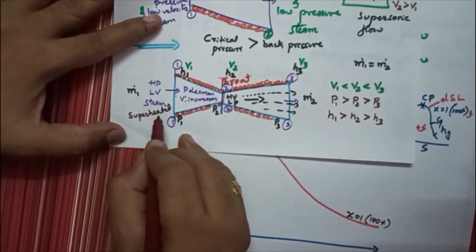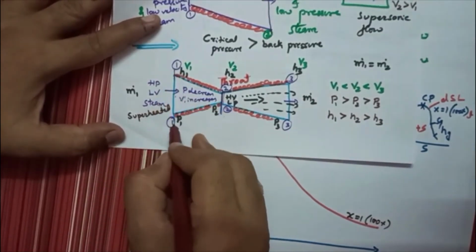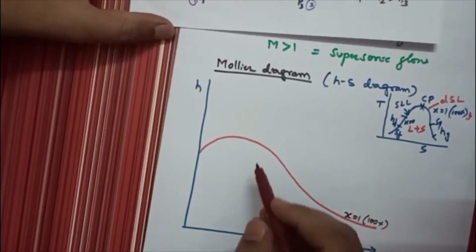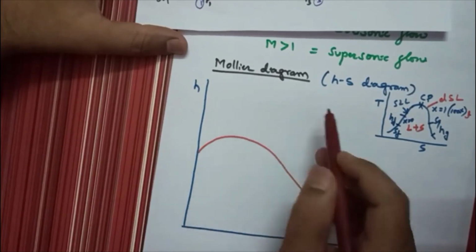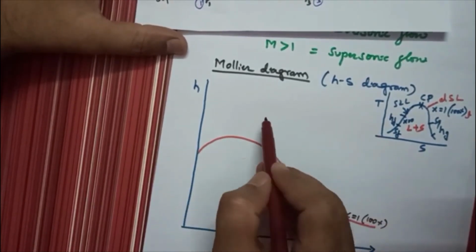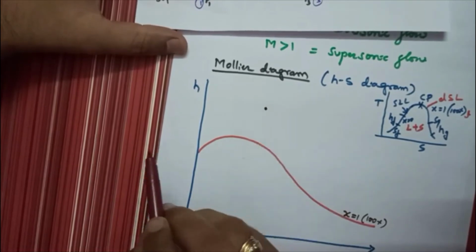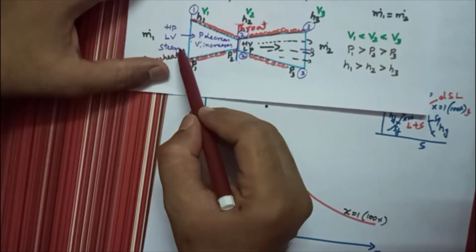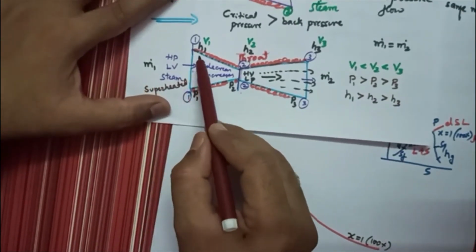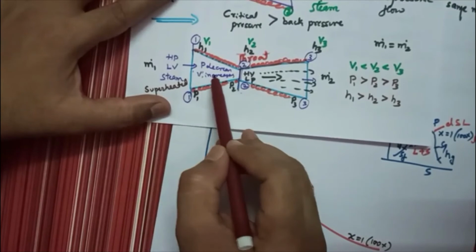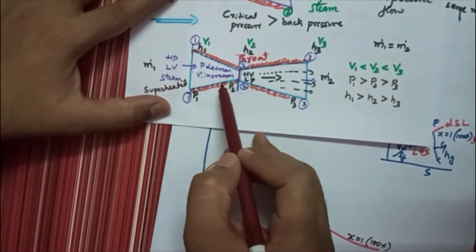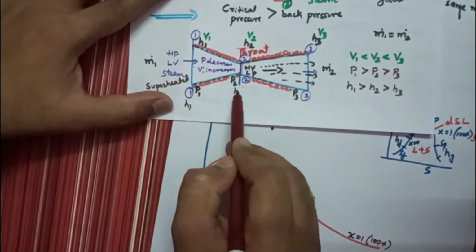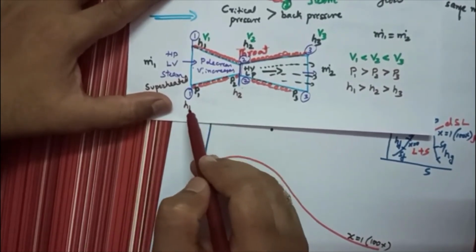So this superheated steam is at point number 1, that is at inlet 1. Which one is the superheated region in the HS diagram? Here. Any region above this curve is the superheated region. So I will take point number 1 here. Point number 1, that is the superheated region. So the superheated steam, when it passes through the convergent nozzle, expansion takes place. So due to expansion, enthalpy decreases. Here it is H1, H2. So H2 is less than H1.